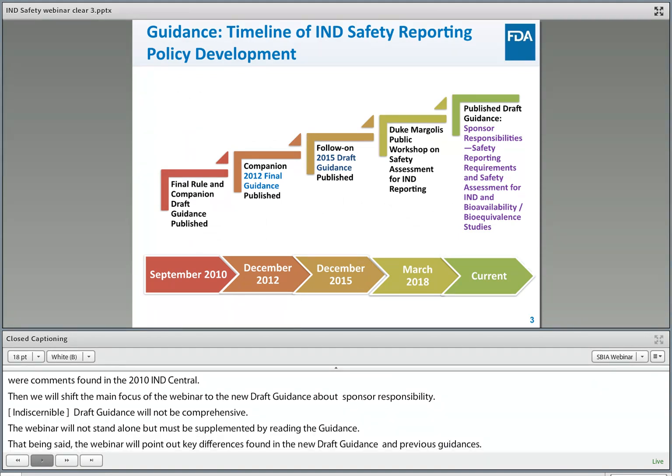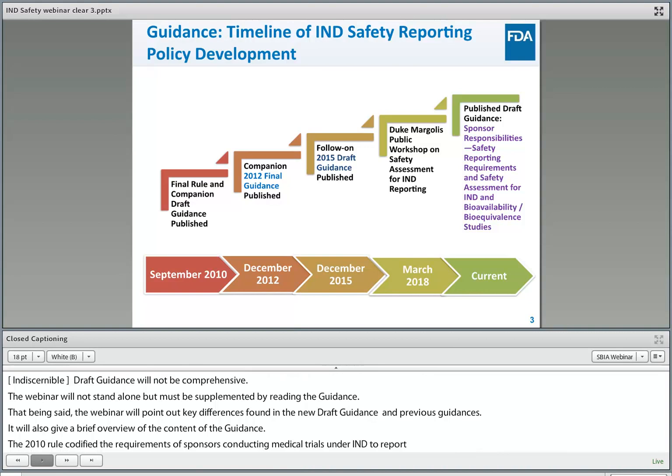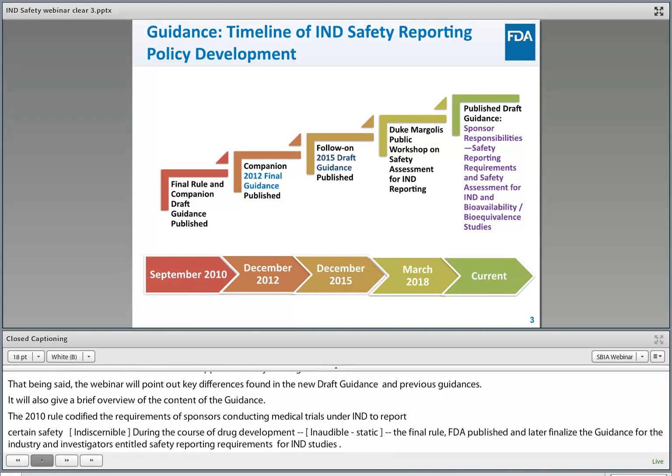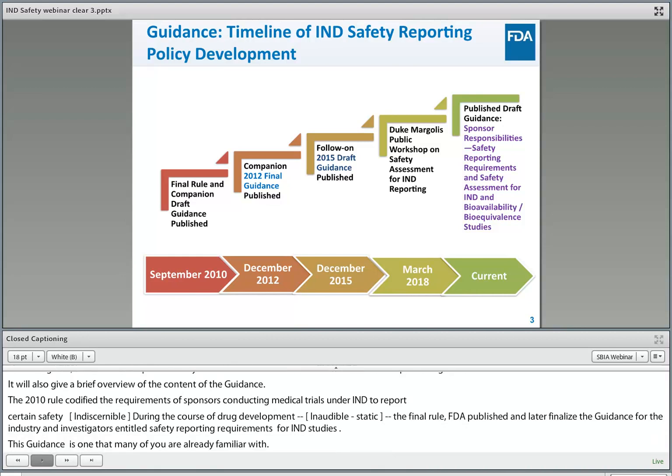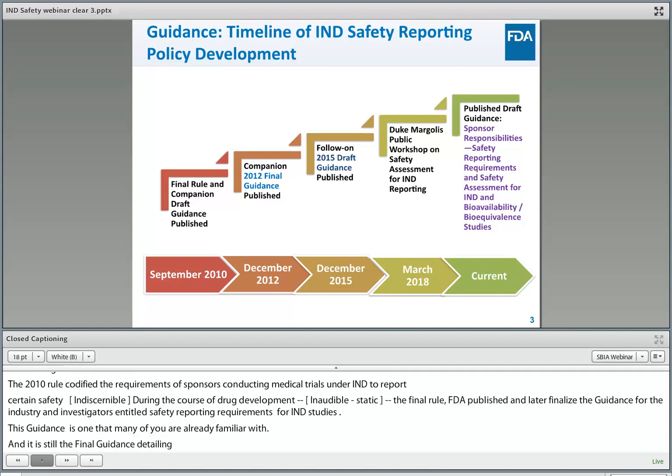The 2010 rule codified the requirements of sponsors conducting clinical trials under IND to report certain safety signals to FDA during the course of drug development. After the final rule, FDA published and later finalized a guidance for industry and investigators entitled Safety Reporting Requirements for INDs and BA/BE Studies. This guidance is one that many of you are already familiar with, and it is still the final guidance detailing FDA's thinking about IND safety reporting. Since 2012, however, FDA has worked to address industry concerns. Specifically, FDA has sought to provide more guidance regarding aggregate reporting, unblinding, and safety assessment.